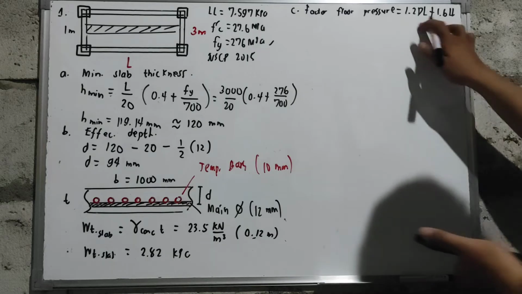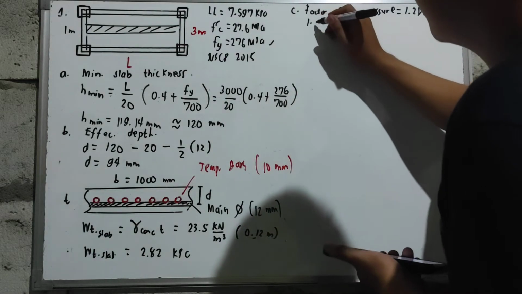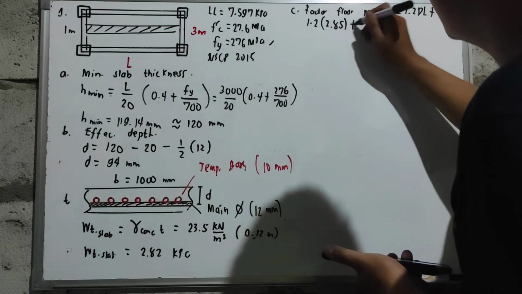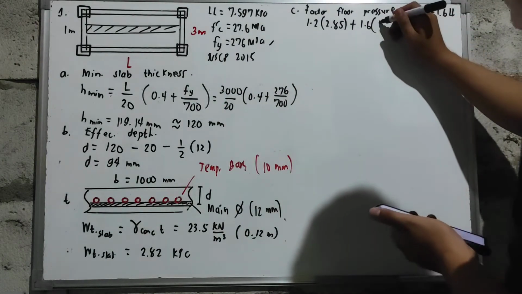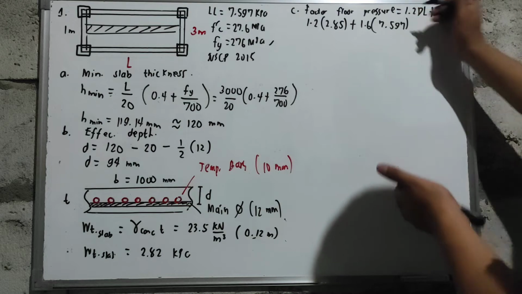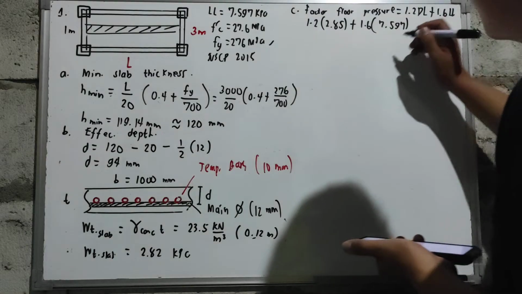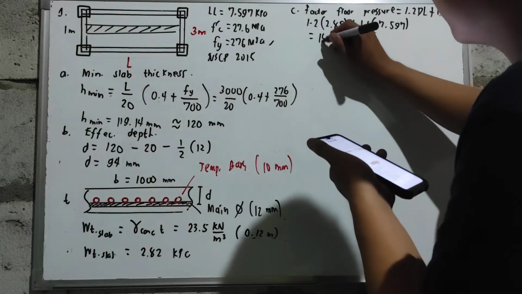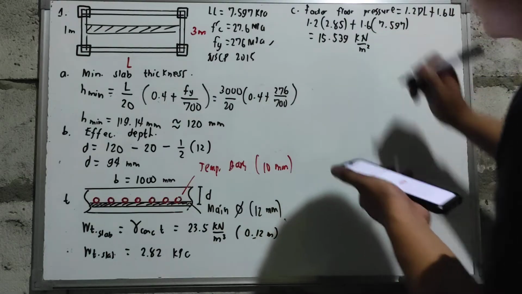So for this one, meron tayong given na dead load, yung na-compute natin na 2.82 or yung weight ng slab natin, plus 1.6 which is yung given natin na live load dun sa problem na 7.597 kPa. So we have a value of your factored floor pressure which is equal to 15.539 kPa or kilonewton per meter squared.